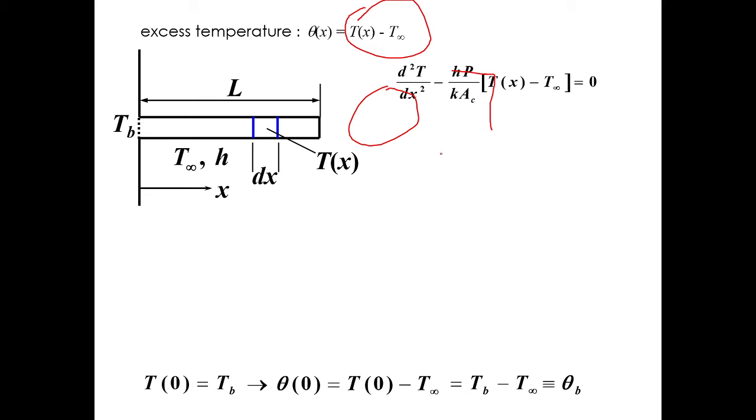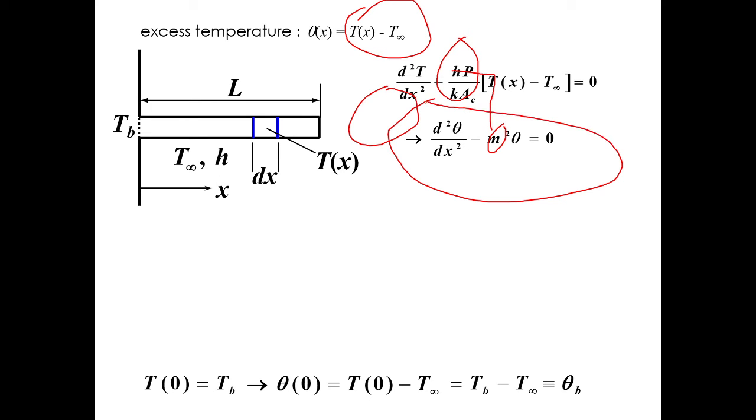So that is d2T upon dx2 minus hP upon kAc. This is the previous slide equation, and after simplification we got d2θ upon dx2 minus m²θ, because we assume m² in place of hP upon kAc. Then it is a second-order differential equation.